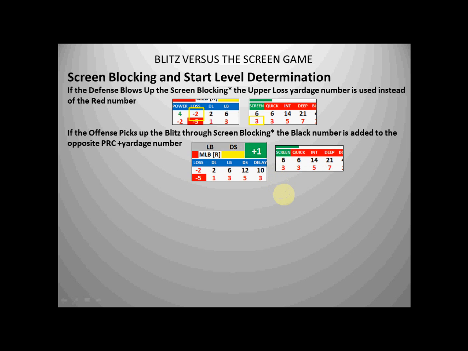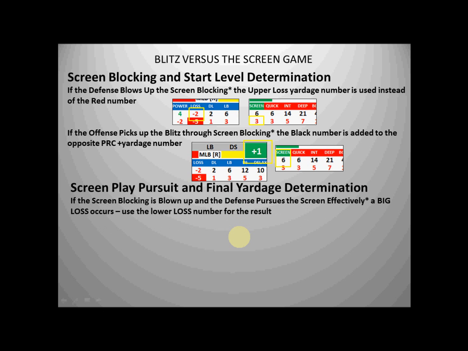So in this case, if the offense picks up the blitz, or the defense fails to provide any pressure and blow that up, then it's the screen pass, because it's against a blitz and it's very effective. It's going to start further down the field. So instead of starting 6 yards beyond the line of scrimmage, it's now going to start 7. And imagine, since this is 1 through 10, if that's higher, then the screenplay is going to really work against that blitz.